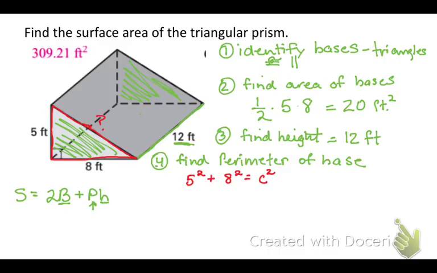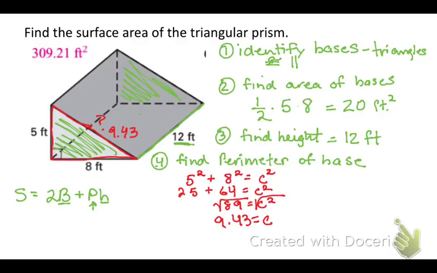We know that 25 plus 64 equals c squared, and that is 89 equals c squared. And then we know we have to take the square root of both sides in order to get c. So c is equal to the square root of 89. You will want to use your calculator, and that length is 9.43.